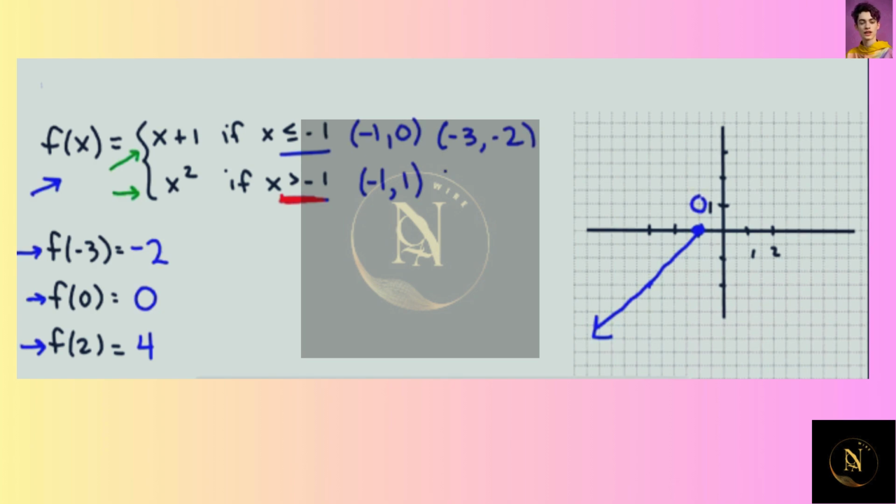And then we already know that it's going to go through 0, 0, and 2, 4. So we can plot those points. So remember, it's going to look like a parabola. Start at the open circle, go through those points, and then draw that parabola.